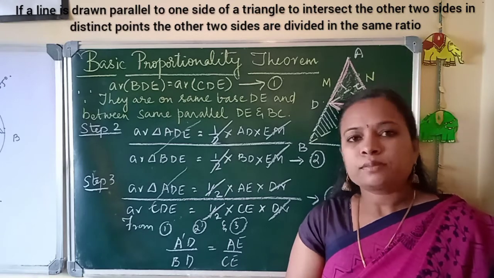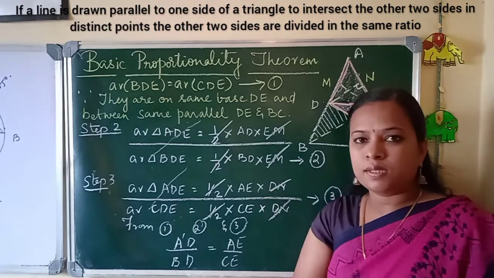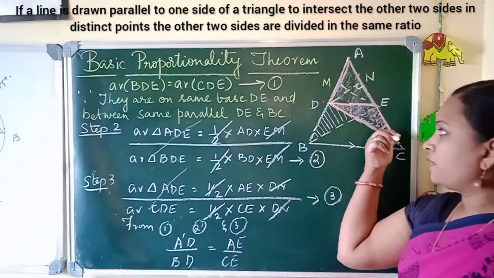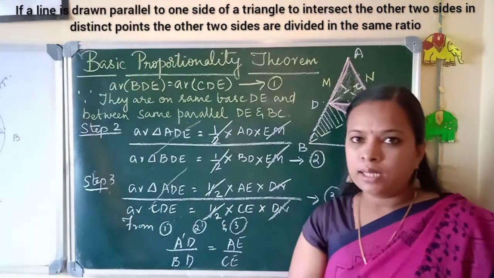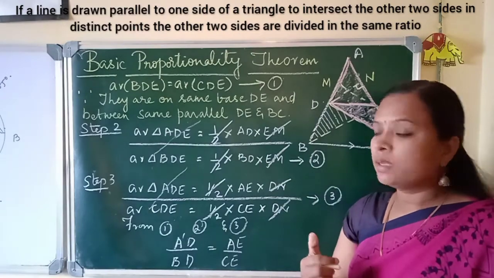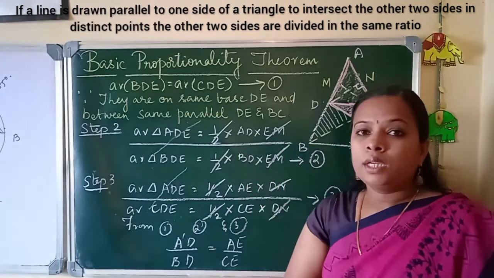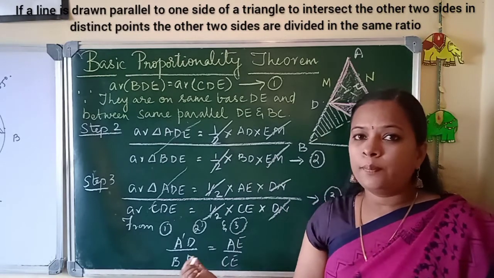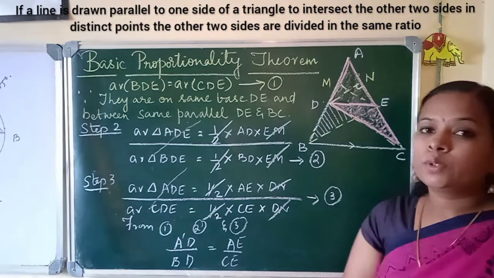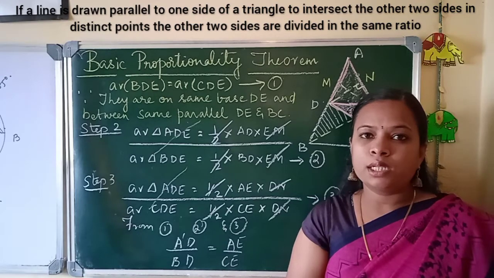So remember, whenever you want to prove this theorem, remember these three steps. Step 1, compare the two triangles which have the same base and are between the same parallels. Second step, compare the triangles in such a way that the two sides get involved in each step. And in the last step you equate both the equations and come to the conclusion. So this is how you have to do the basic proportionality theorem.